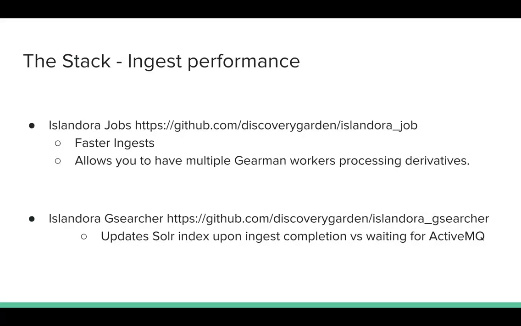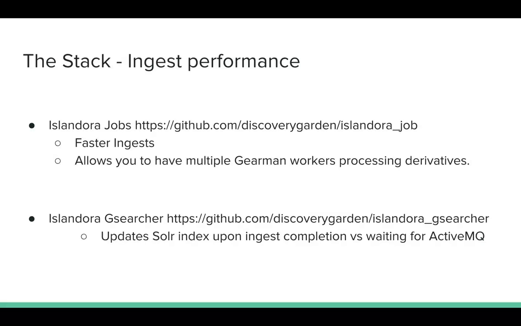So there's a lot of advantages with Islandora job. So you can have multiple workers. The ingests are much faster. Or I should correct that. The derivative generation is much faster because you can have multiple workers chewing away on a queue that exists in your Drupal database.